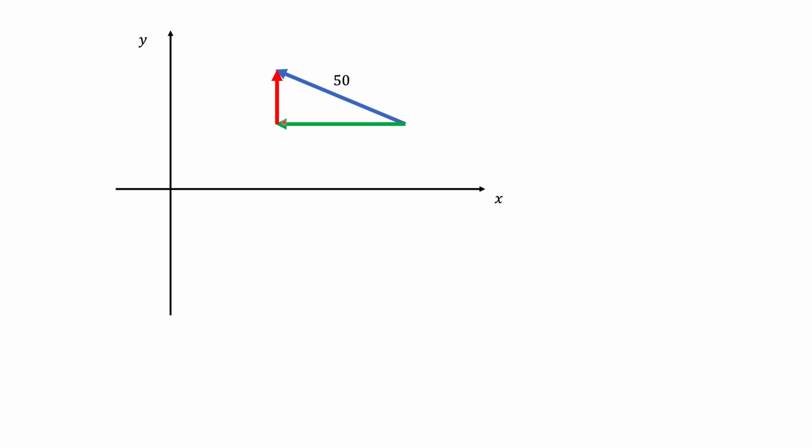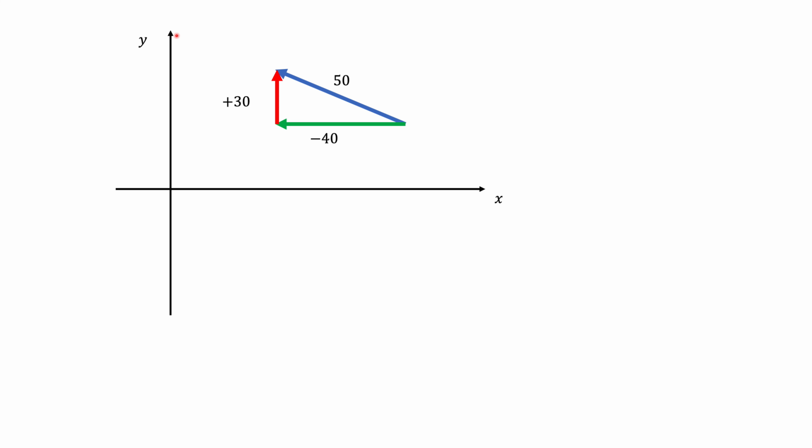The green vector indicates that we are moving minus 40 points in the horizontal direction. Minus 40 means we are moving 40 points, but in the negative direction of the horizontal axis X. The vertical vector indicates that we are moving plus 30 points up. Plus 30 points means we're moving 30 points, and plus means we're moving in the positive direction of Y.